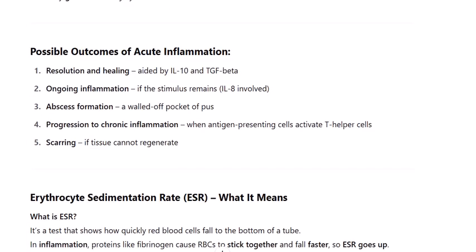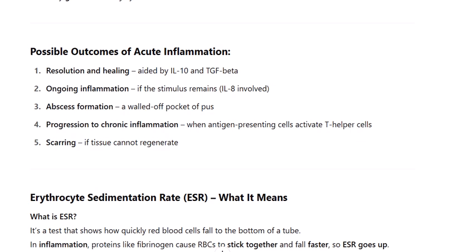Possible outcomes of acute inflammation: 1. Resolution and healing, aided by IL-10 and TGF-beta. 2. Ongoing inflammation, if the stimulus remains, with IL-8 involved. 3. Abscess formation, a walled-off pocket of pus. 4. Progression to chronic inflammation, when antigen-presenting cells activate T helper cells. Scarring, if tissue cannot regenerate.